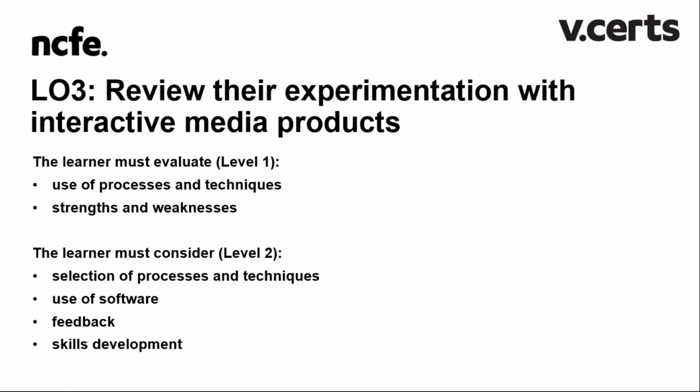And at level 2, the demand's higher. So here, and this is where it sort of changes, because there's more content, if you like, there's more elements that they must cover in the review, but they actually just need to consider. So the learner must consider selection of processes and techniques, use of software, feedback, and skills development. So there's a little bit of difference between level 1 and level 2 in the reviews. And again, just to emphasise that it's a consideration. So we're not looking for a great deal of detail in the evaluation of all of those 4 areas at level 2.